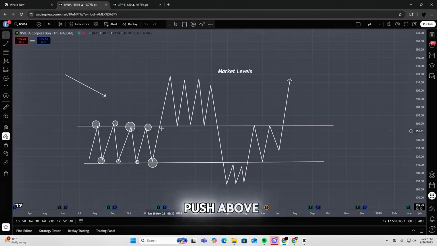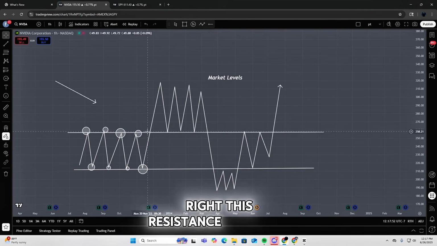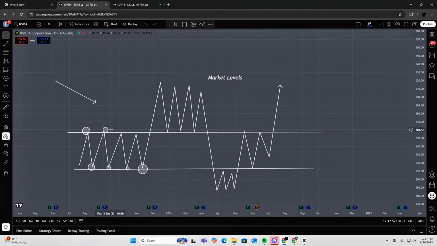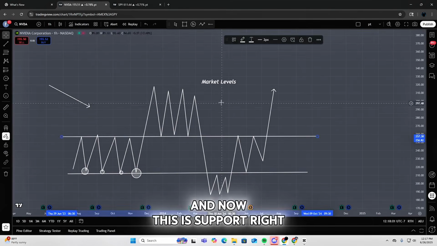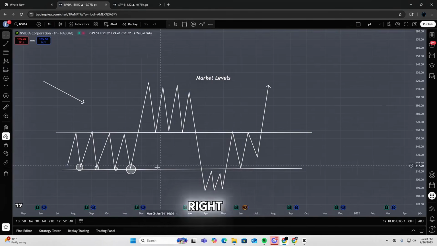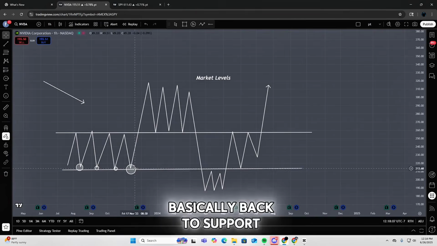And then once we push above the resistance, right, this resistance now acts as support because now this is the area where we want to hold and continue to go higher, right? And now this is support, right? And obviously when we're under it, now that's your resistance, right? And then we are basically back to support, right?